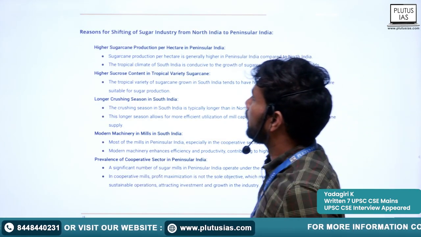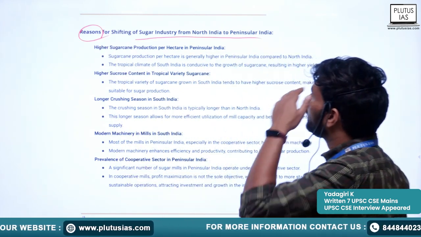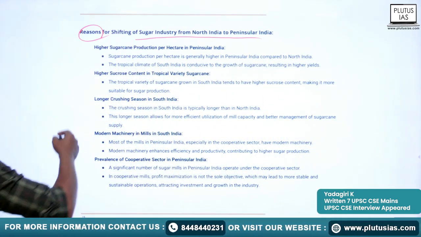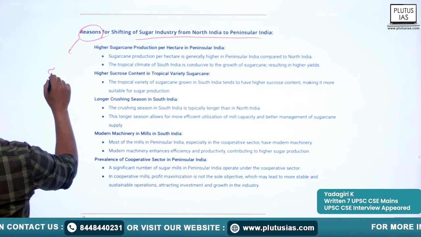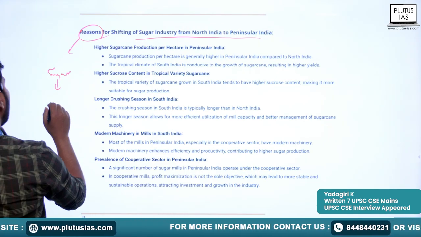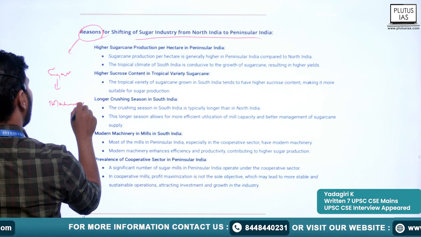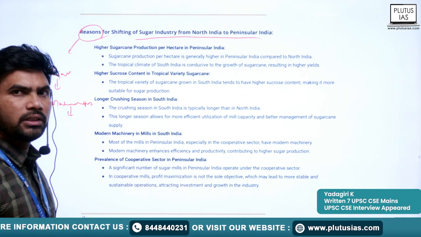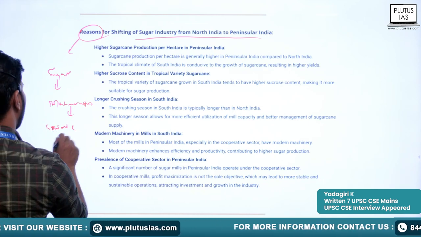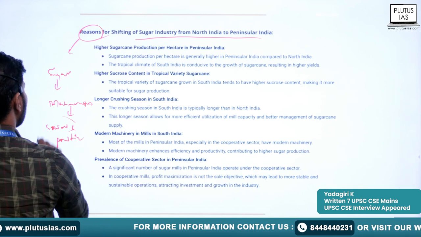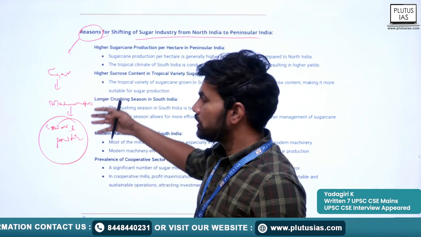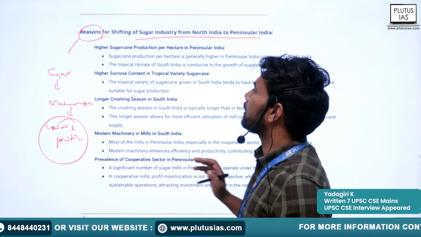Next, we will study another important aspect, that is reasons for shifting of sugar industry from north to peninsular India. When I was discussing the crops, earlier Uttar Pradesh was dominant. However, Maharashtra, despite being a rain deficit or water deficit area, is witnessing a lot of sugarcane cultivation, because of social and political reasons, as I told. So the domination in the sugar industry is being shifted from north to peninsular region. We will try to understand the factors for that.